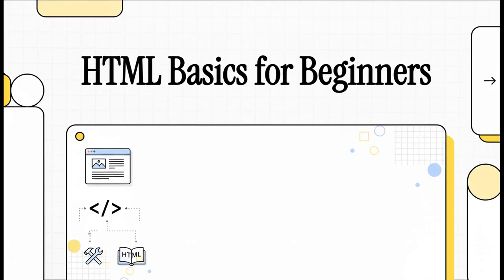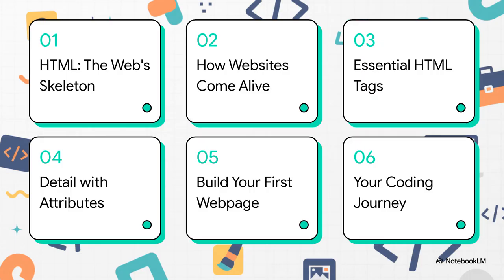Let's jump right in. So here's our game plan. First, we're going to talk about what HTML actually is and why it's so important. Then we'll get hands-on with the real building blocks, things called tags and attributes. The main goal here, to get you to build your first real web page. And then we'll talk about what could be next on your coding adventure.